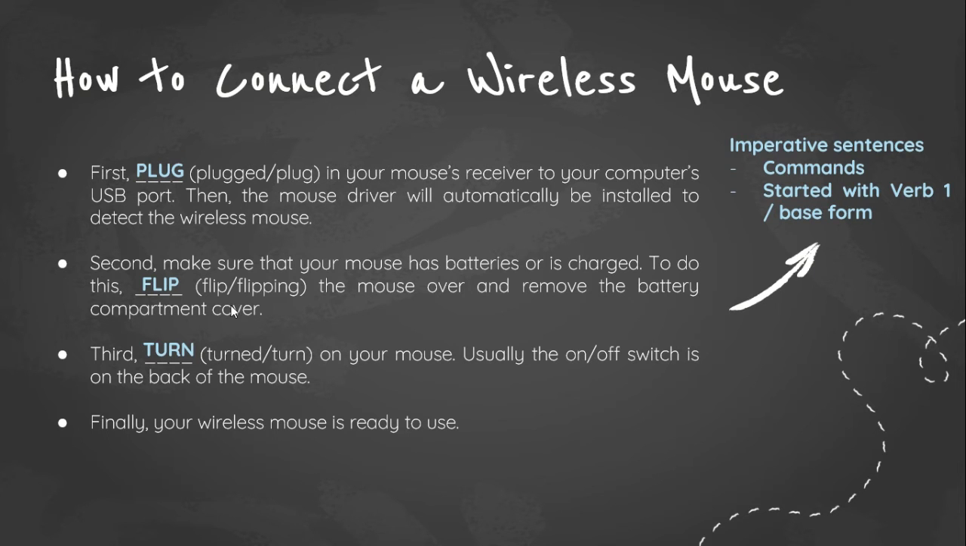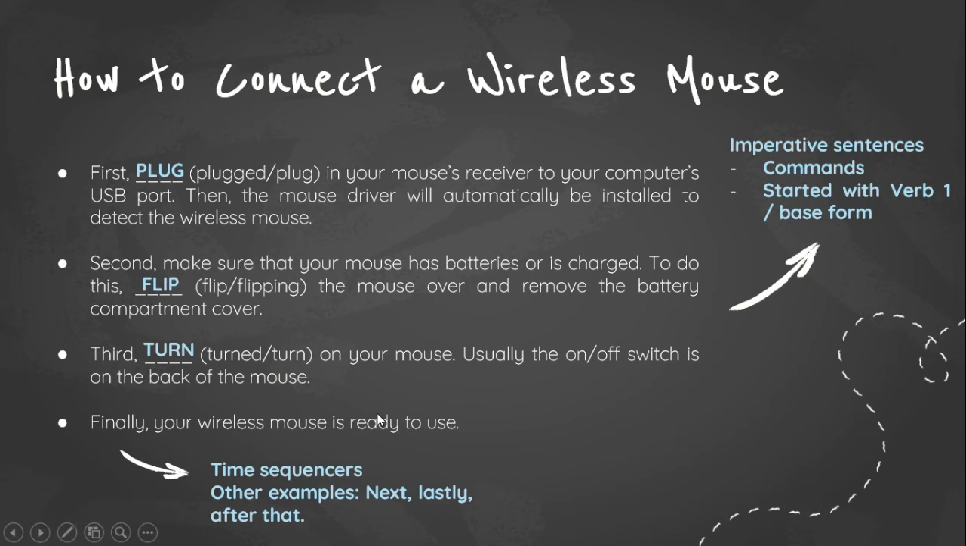Now, for the second language feature, I would like you to pay attention to the words at the very beginning of the sentences. So, it's first, second, third, and finally. Those words are called time sequencers. Why are they called sequencers? Because they tell you which sentence comes first, second, and so on.